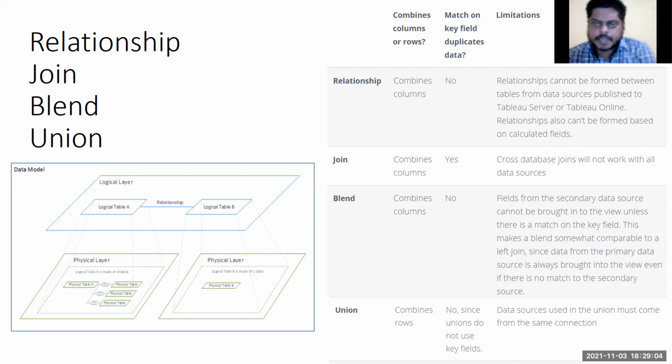So earlier, 2 years back, when right now we are working on the 2021 version. In 2019, these three options used to be there: join, blending, and union. From last year onwards, from 2020, Tableau has put in one more kind of data combination, that is relationship. So let us try to understand what that is.